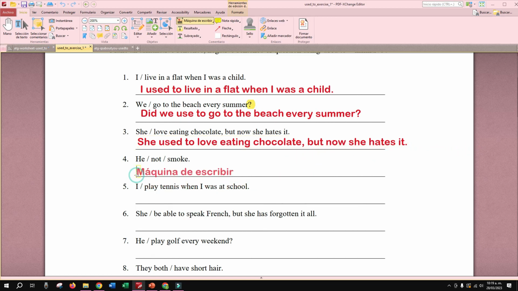Okay. Let's see number 4. He not smoke. That's easy. He didn't. Yeah. Used to smoke. He didn't used to smoke. That would be. He didn't used to smoke. That's great. Perfect. Number 5.